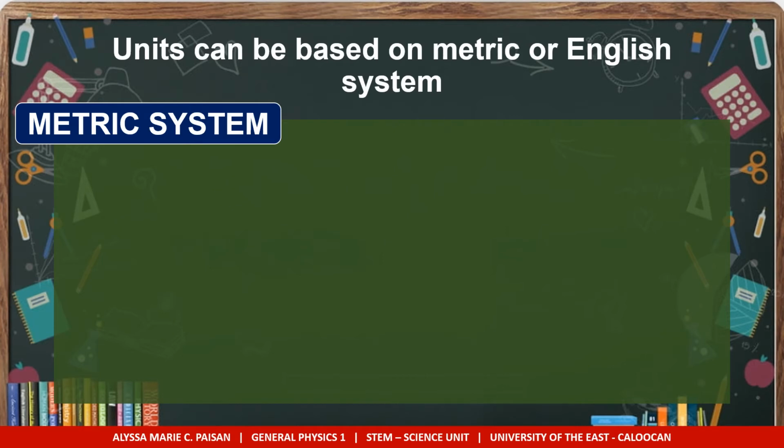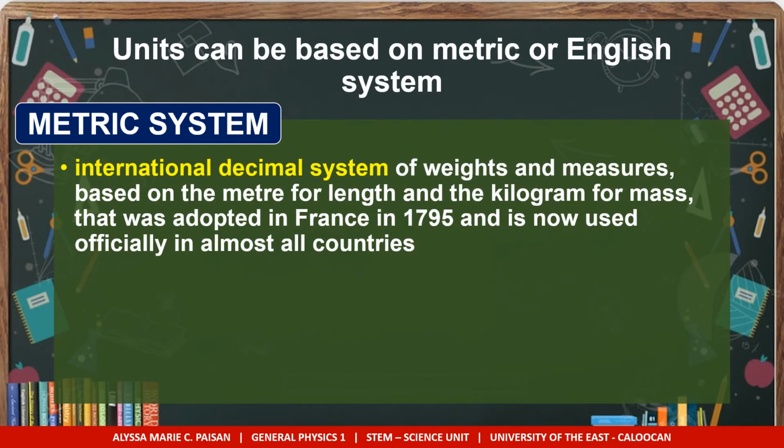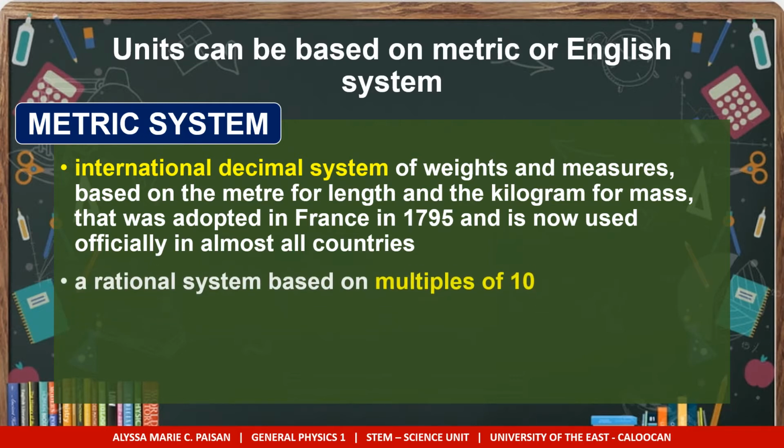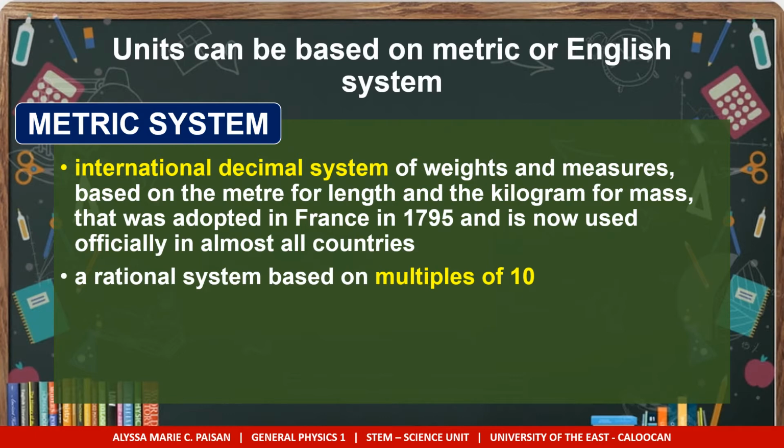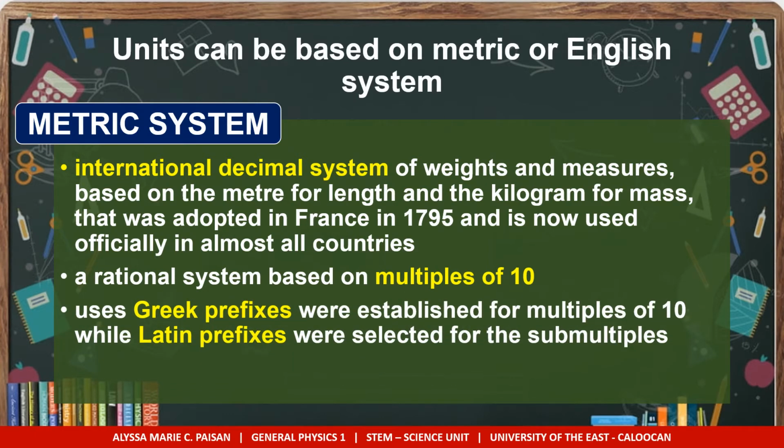On the other hand, the metric system is the international decimal system of weights and measures based on the meter for length and the kilogram for mass that was adopted in France in 1795 and is now used officially in almost all countries. It is a rational system based on multiples of 10, and it uses Greek prefixes which are established for multiples of 10, and it also uses Latin prefixes which were selected for the submultiples or for the negative exponents.